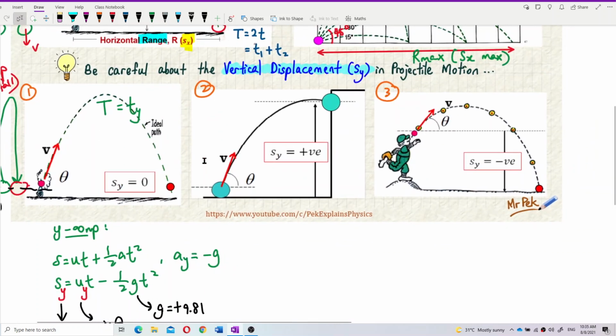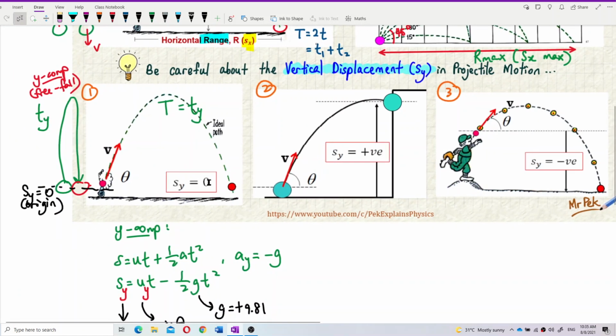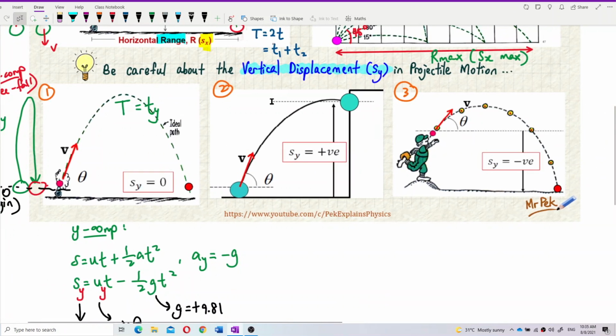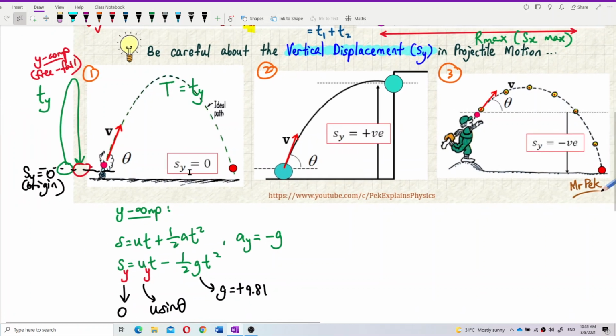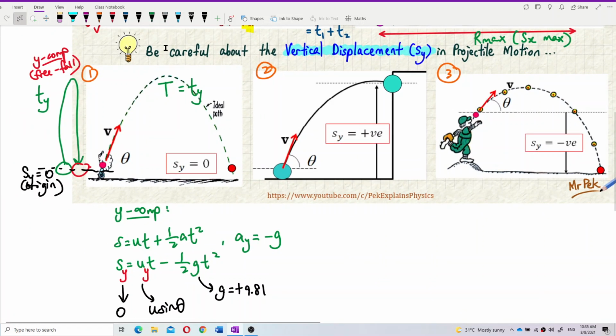If the ball returns to the same level, the vertical displacement is 0. It's just that the free fall returns to the same origin, same level. So how about the second example? In this one, sy is 0, but sx, the horizontal displacement, is not 0. Sx may have a certain value, maybe 20 meters. For example, sx is not 0, but sy is 0.